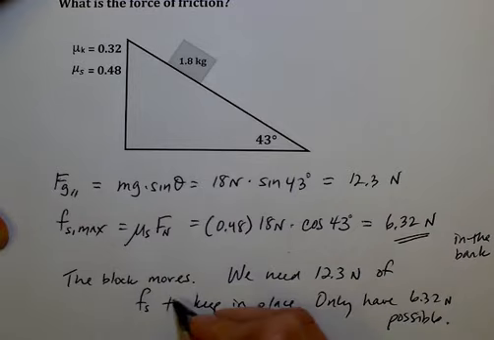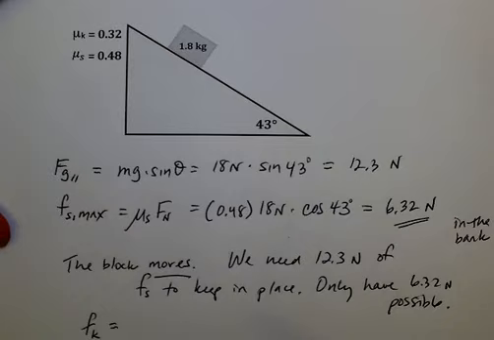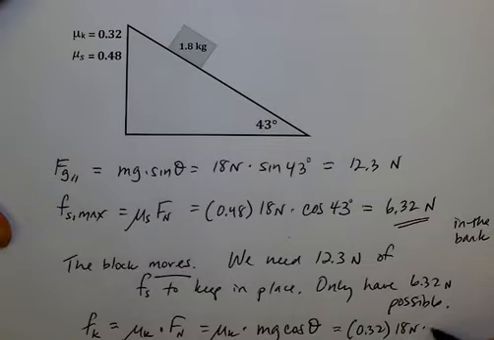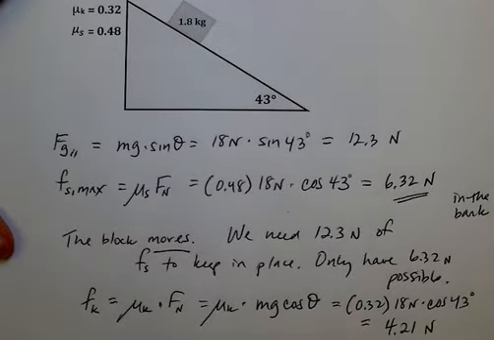So if the object moves, then we switch gears and we need to now calculate friction a different way. We need to calculate the value of kinetic friction. So now we would use mu sub k times the normal force, or mu sub k times mg cosine. So 0.32 times 18 newtons cosine 43. And we find that this number, like we would expect, is smaller than the maximum static friction, only 4.21 newtons.